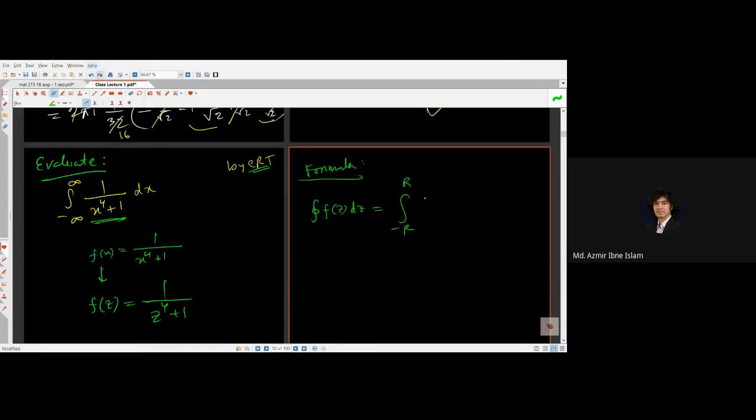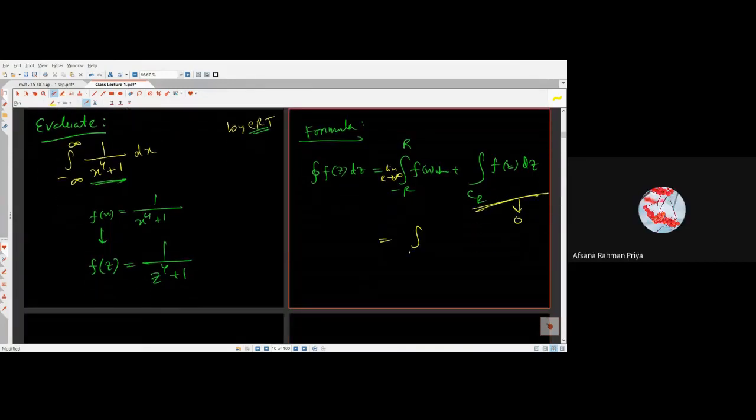So here f of x dx plus the contour Cr f of z dz. I am not repeating this one because we have discussed this in the previous consultation. So here we have limit r tends to infinity, and you know that this part will give us 0, right? Yes, sir. And this is the same as the integral from negative infinity to positive infinity of f of x dx. We can say this is I. So this is equal to the integration of f of z dz.